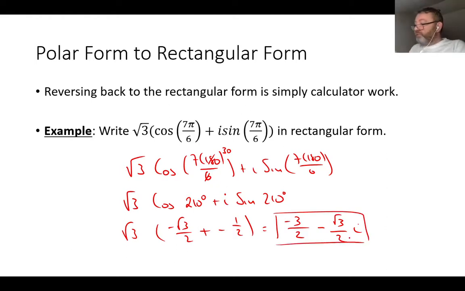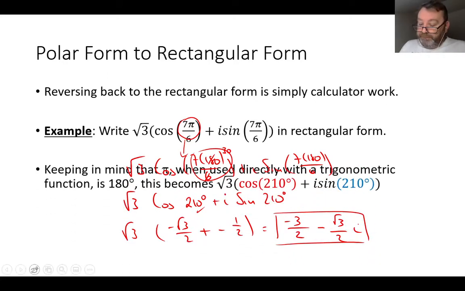So keep in mind what you do. The first thing you do is you turn your radians into degrees. And then once you have them in degrees, you simply use your calculator to work out the cos of 210, the sine of 210, and don't forget then to multiply both of them by root 3, or the argument, or the modulus that's at the start of the polar form complex number. So turn your radians into degrees, then get the cos and sine of that number of degrees, and then multiply it by any number that is at the start of that polar form.